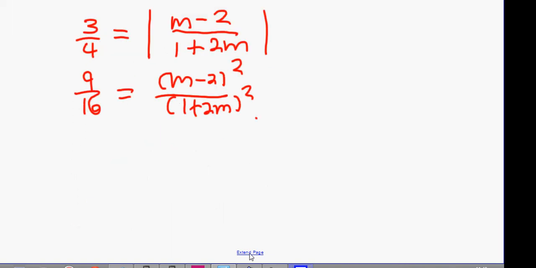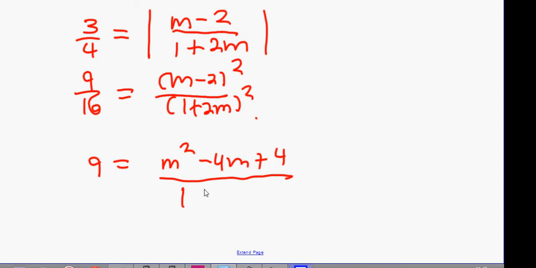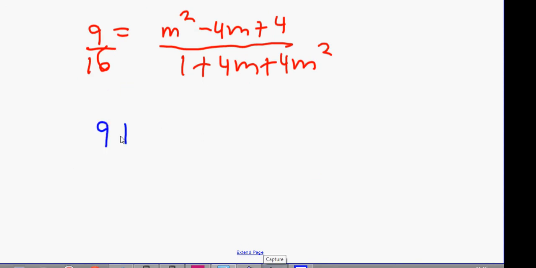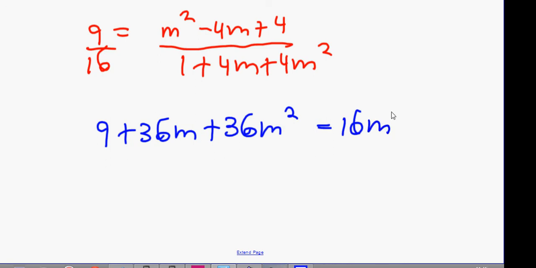Square them out. Okay? So we're going to get 9 over 16 equals m squared minus 4m plus 4 on the top. On the bottom it's going to be 1 plus 4m plus 4m squared. Cross multiply. What we're going to get is 9 plus 36m plus 36m squared equals 16m squared minus 64m plus 64. Close.